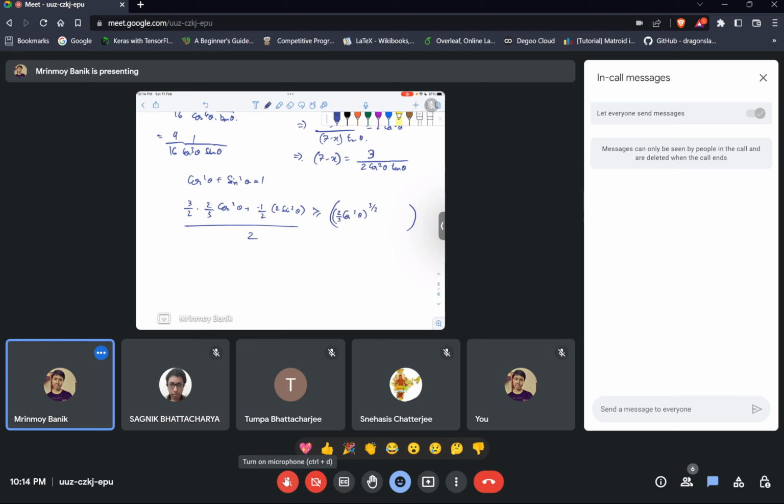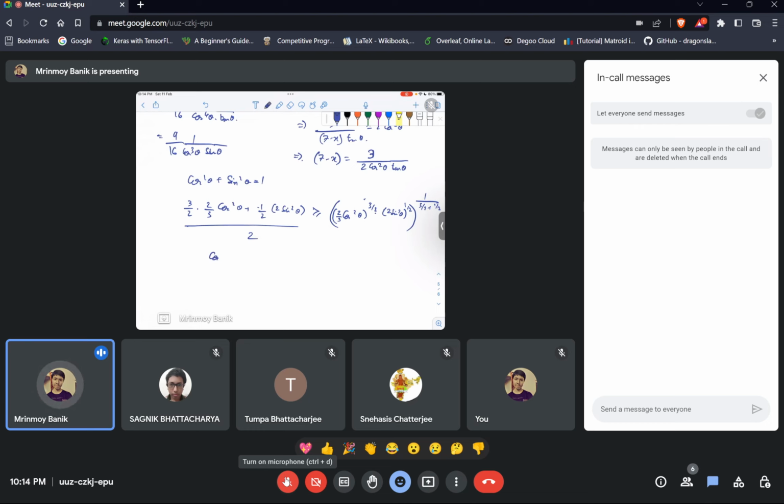No. Power 2 by 3. Is it 2 by 3? No. So the whole power will be half. So 2 by 3 cos squared theta power 3 by 2 times 2 sin squared theta power half. Whole power 3 by 2 plus 1 by 2, which is 2, I guess. Right.